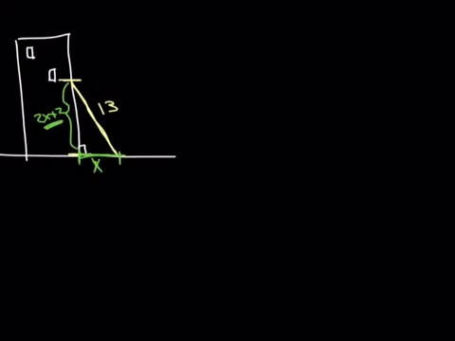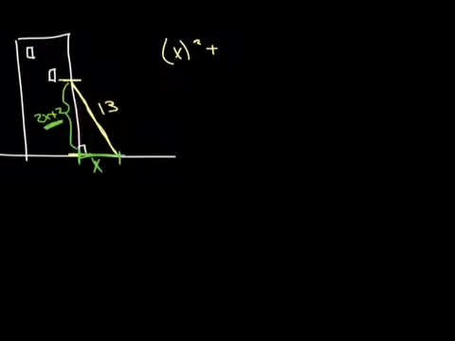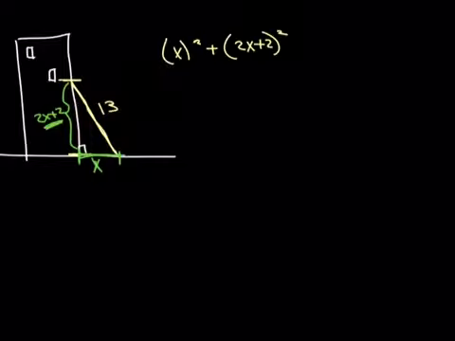So they want to find out how far from the wall is the base of the ladder. So they want to find out how far this is. And they want to know how high the ladder reaches. Okay, it goes up that high. So we're going to take x squared plus equals.